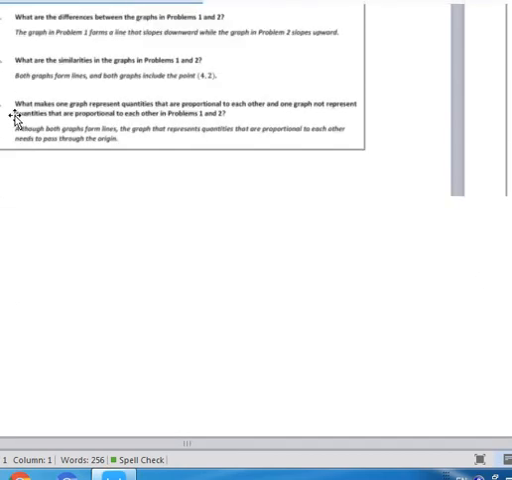Okay, here I have: what makes one graph represent quantities that are proportional to each other and one graph not represent quantities that are proportional to each other in problems 1 and 2? Although both graphs form lines, the graph that represents quantities that are proportional to each other needs to pass through what, this is very important, the origin.